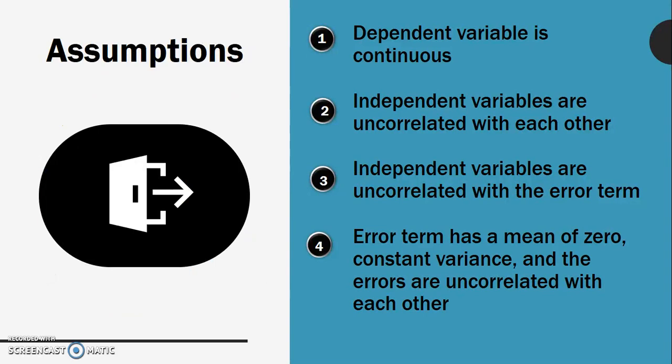Here are some assumptions that must be met. The dependent variable must be continuous. The independent variables are uncorrelated with each other and the error term. And the error term has a mean of 0, constant variance, and the errors are uncorrelated with each other.